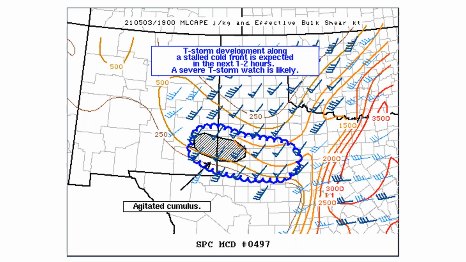Today, SPC did issue a meso discussion that day, around 19Z. They were talking about thunderstorm development along the stalled cold front, like I had mentioned a second ago. There were low 50s dew points right along and behind the front. They were expecting storms to start within the next hour or two. There were some agitated cumulus fields starting to form in parts of southeast New Mexico and West Texas.